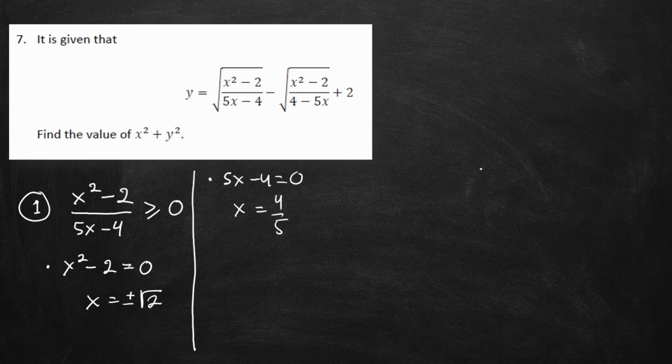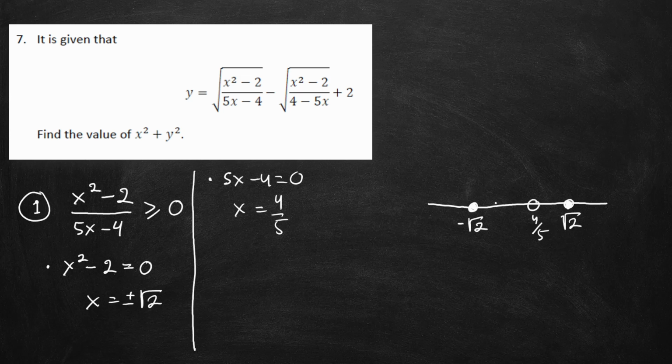Now from here, we have our number line. I will put it here. The first one is x equals plus or minus square root of 2. So this is minus square root of 2, and this one is plus square root of 2. And then 4 over 5 is around here.